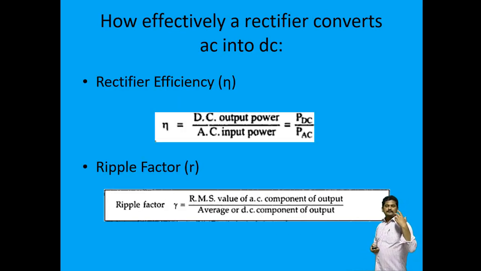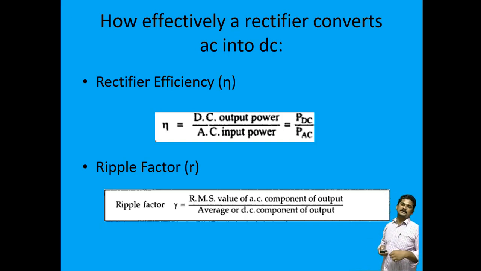How do we calculate the efficiency of the rectifier? The efficiency of the rectifier is given by the parameter eta, and the formula for eta is the amount of DC power supplied to the load divided by the amount of AC power delivered. Generally the efficiency formula is output by input. For the rectifier, the output is DC power and the input is AC. So we calculate this eta value, that is power efficiency, by taking the ratio of PDC and PAC.